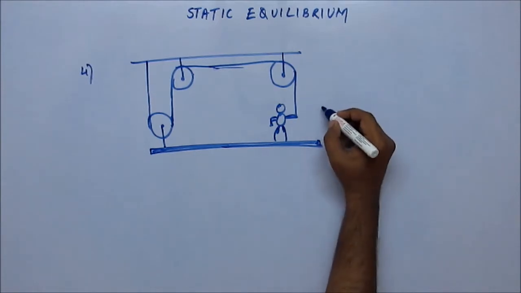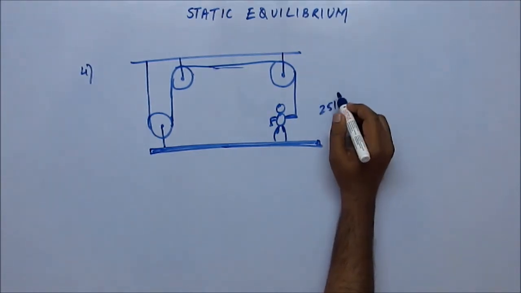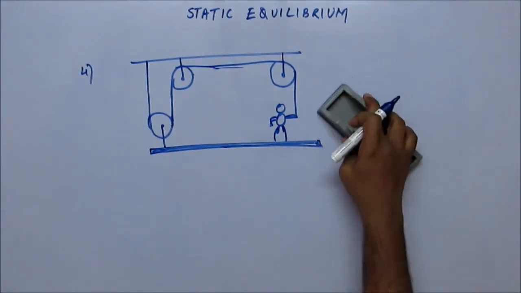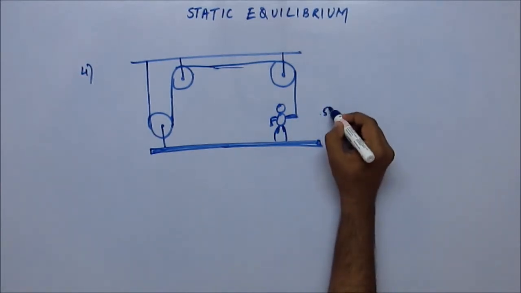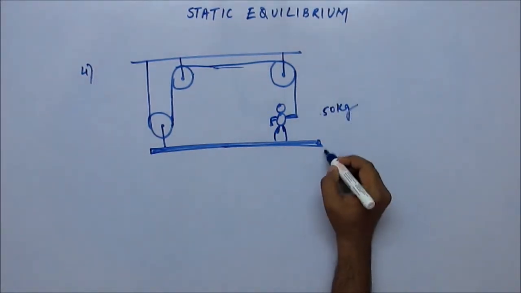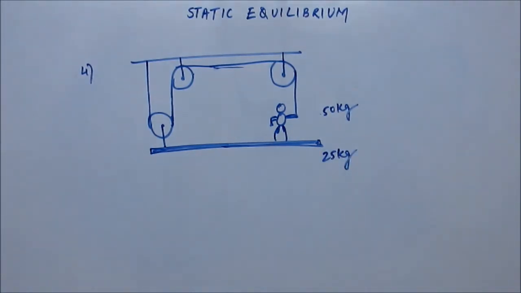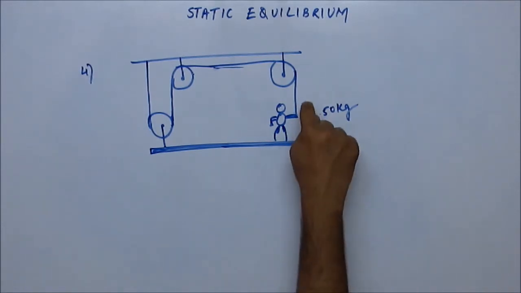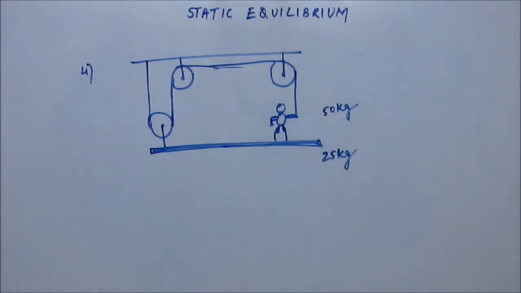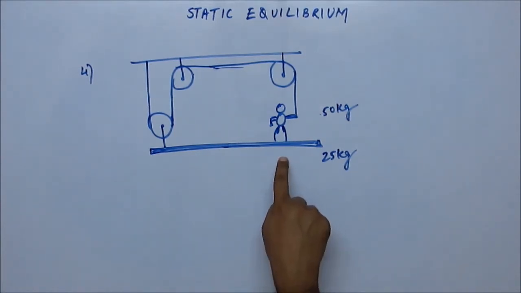The mass of this man is suppose 25, or suppose he is 50 kg, 25 would be too less. He is a 50 kg man and the platform is suppose 25 kg. Now the question is, how much tension would there be in the string, or how much force this man has to apply in order to keep the platform stationary and hence himself being stationary?